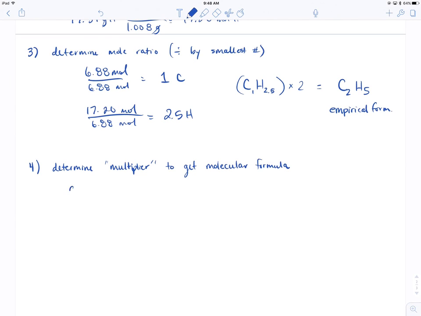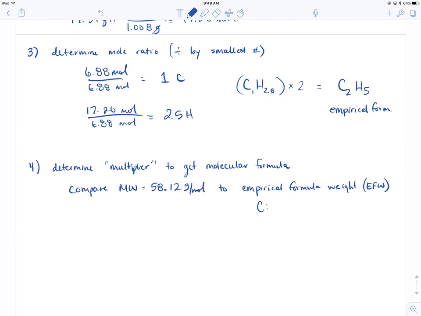And to do this, we must compare the molecular weight, which was given as 58.12 grams per mole. So if we don't have a molecular weight, we cannot do this step. And we compare this to the empirical formula weight, and I'll abbreviate that EFW. And the empirical formula weight, of course, is calculated just like molecular weight.